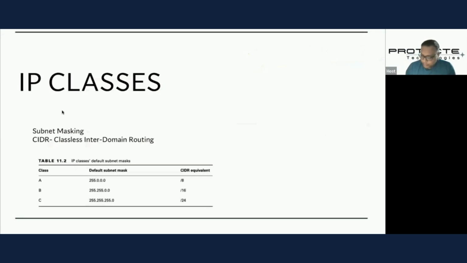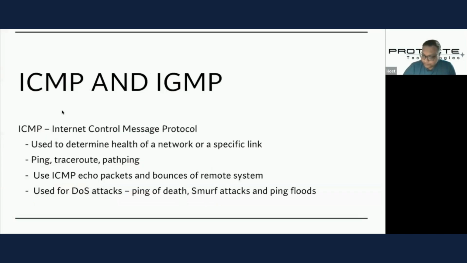About IP classes, I told you: in a Class A network, the first octet is occupied. In a Class B network, the first 2 octets are occupied. In Class C networks, the first 3 octets are occupied. This is called the CIDR notation of a network.